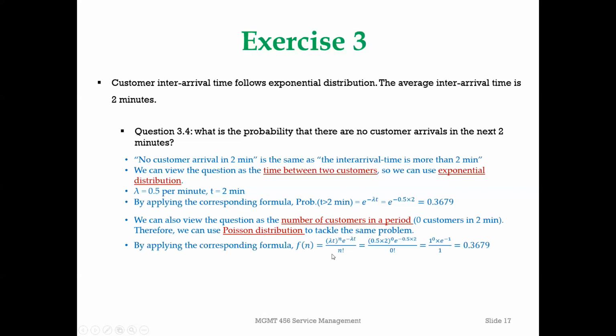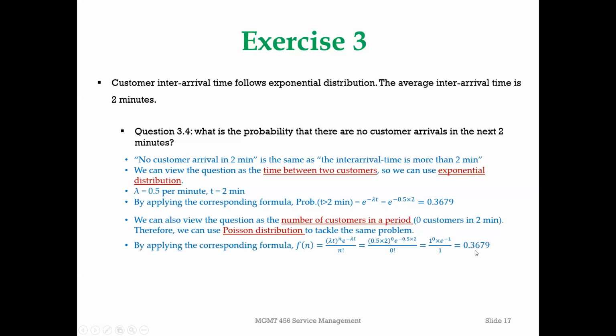So to apply the Poisson distribution, we use this formula. So we need 3 pieces of information. One is n. n is the number of customers. So in this case, n is 0 customers. So n is 0. We also need lambda. Lambda is 0.5 per minute. And t is 2 minutes.